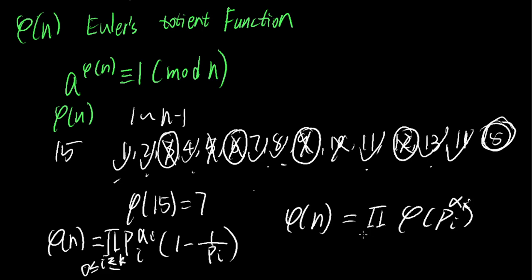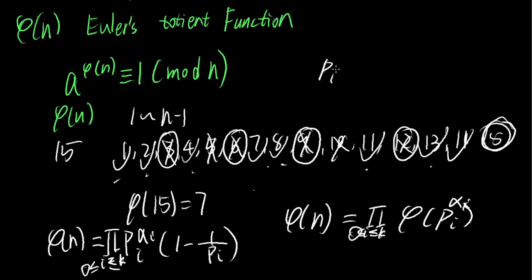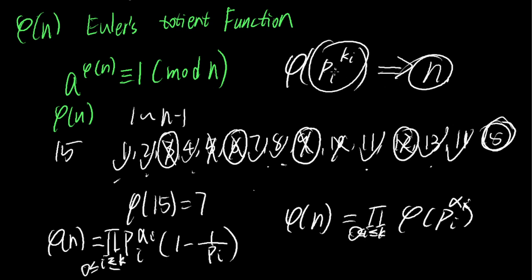And this indicates that phi n is multiplicative. Today's Euler functions are all multiplicative. Multiplicative is very powerful, because as long as we know the equation for a single prime factor, for example the function of p's power, we can generalize to every natural number n.